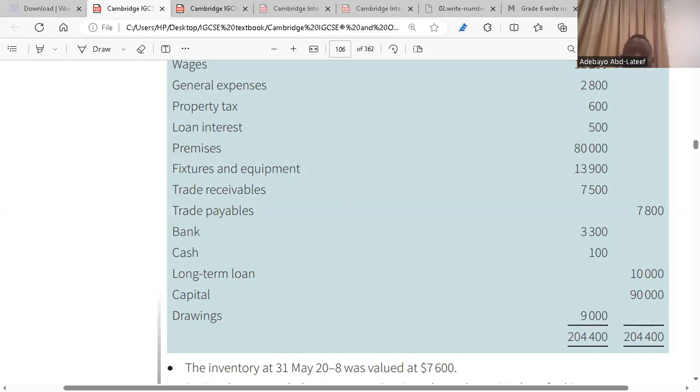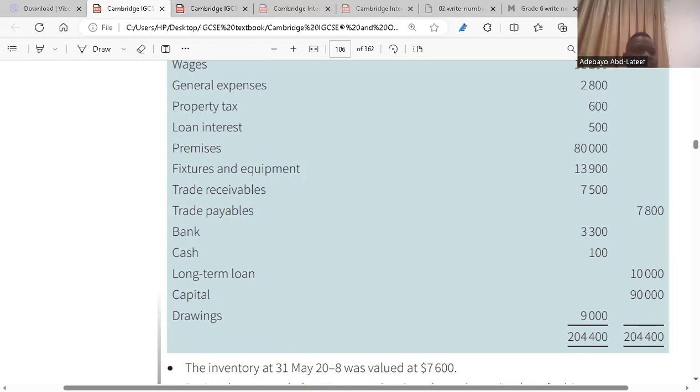Bank is an asset because this is the money you have in the bank. Cash at hand is the money you have in the box, in the safe of your office, of your business. Long-term loan is a non-current liability. It means these are loans that will stay more than a year in your business, yes or no? Yes. Capital goes to part of your liability. So capital and liabilities are together. Then drawings is part of it. So you less drawings from the total of your capital.